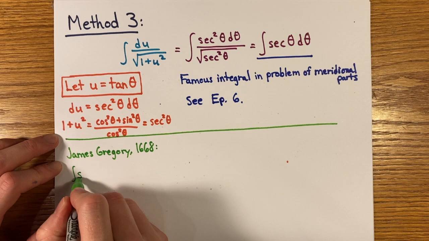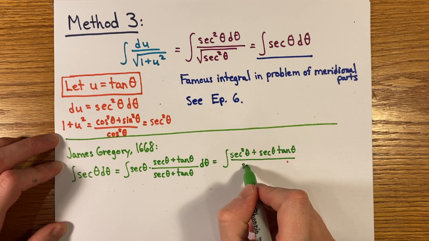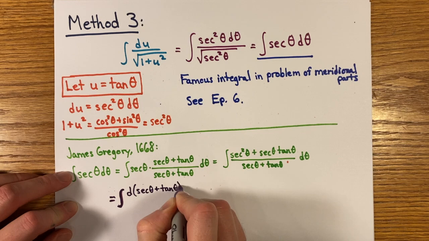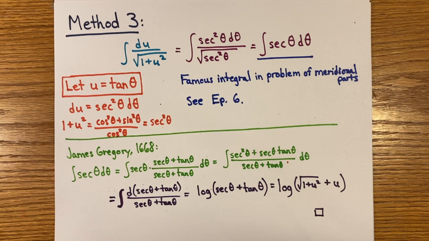It seems very likely that Gregory played with various substitutions and rewritings of the integrand until he noticed that if you multiply by secant plus tangent over secant plus tangent, the numerator is the derivative of the denominator, so the integral is the log of secant plus tangent. Note that this is really based on the same idea as the previous technique, since the secant equals square root of 1 plus u squared.